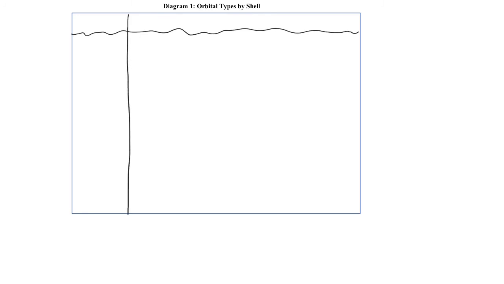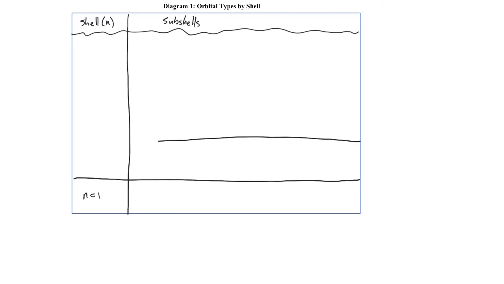Now what we're going to do below is organize what we've just learned about all of the different shells and subshells in a chart. So I'm going to draw a chart here where in the column on the left we're going to have the different shells, and the shells are labeled by their principal quantum number, n. I'm going to list from n equals 1 up to n equals 4. And then on the right side of this table, I'm going to show the subshells that are possible at each of those shells, just to keep track of what we have. So we've got n equals 1, n equals 2, n equals 3, and n equals 4.